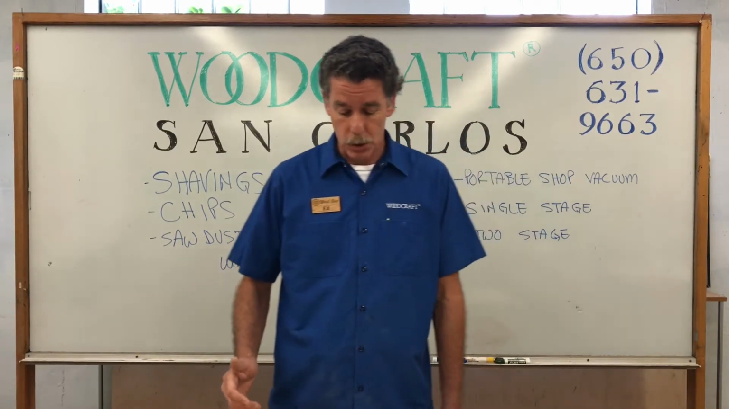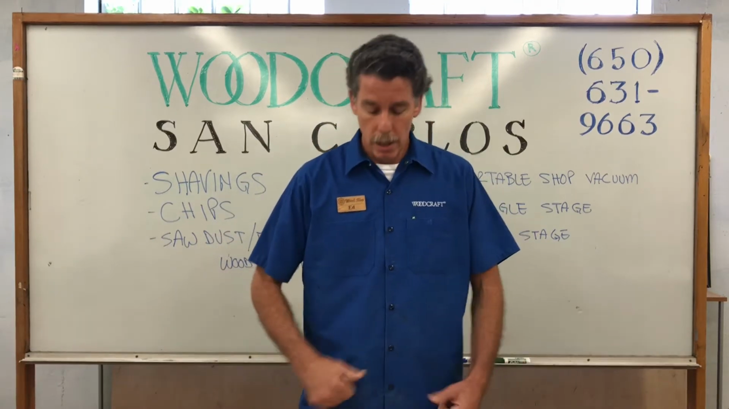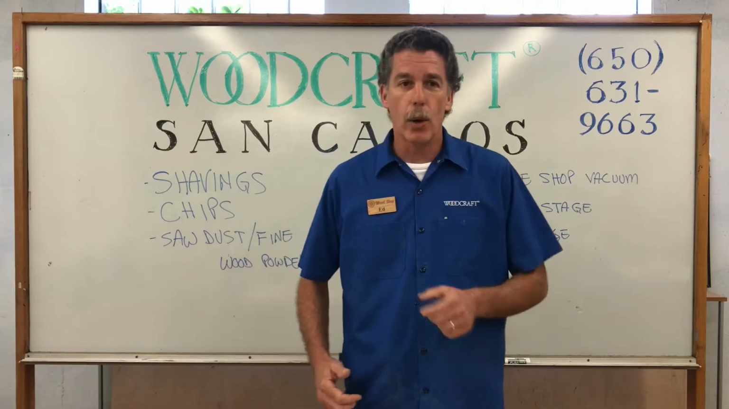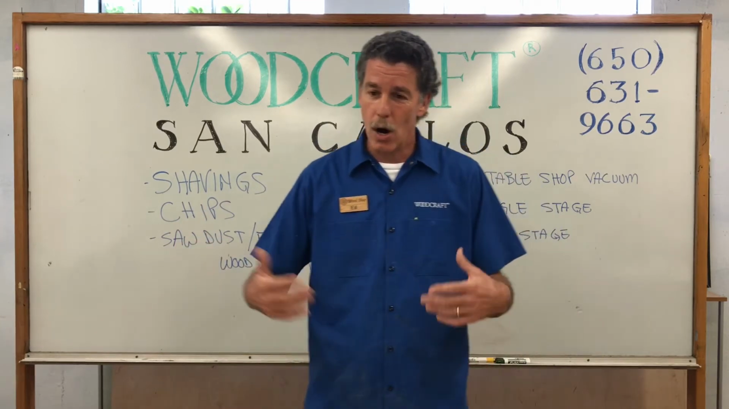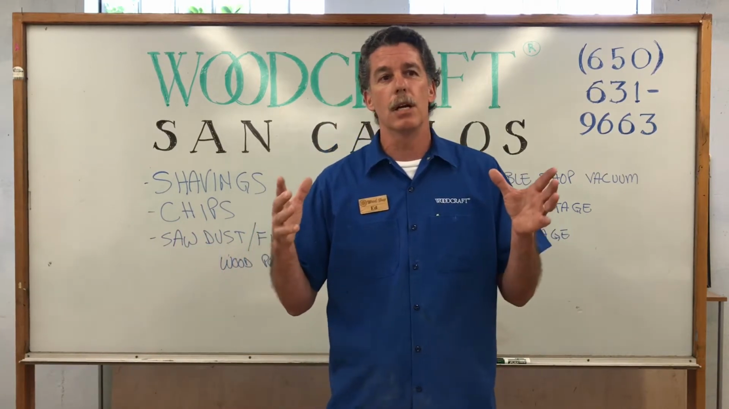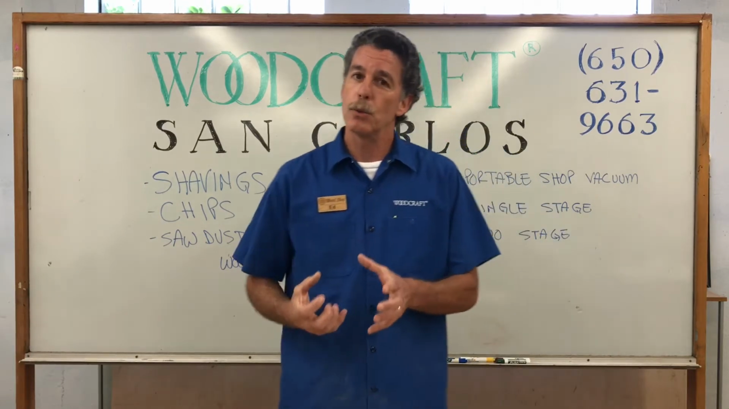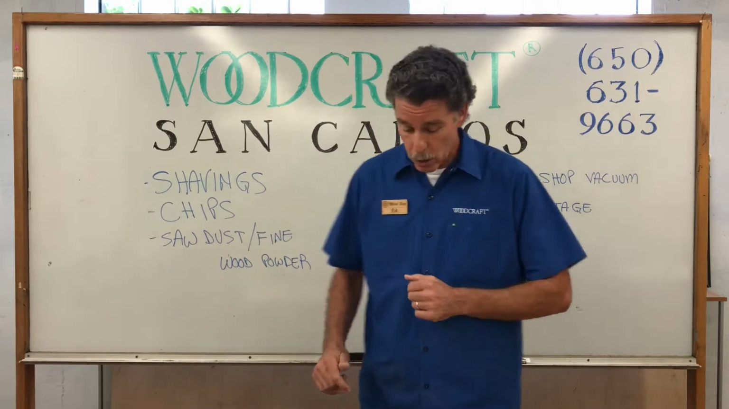Shavings are the most difficult wood to collect. They're the biggest. They come from hand tools, from power cutters. They accumulate quickly and occupy a large volume. So we need to get those collected. They're the hardest to collect, so you want to put that machine closest to your dust collector for the most draw.